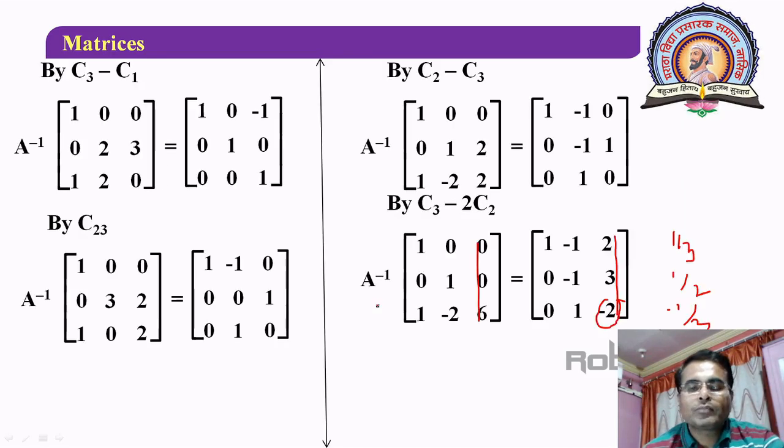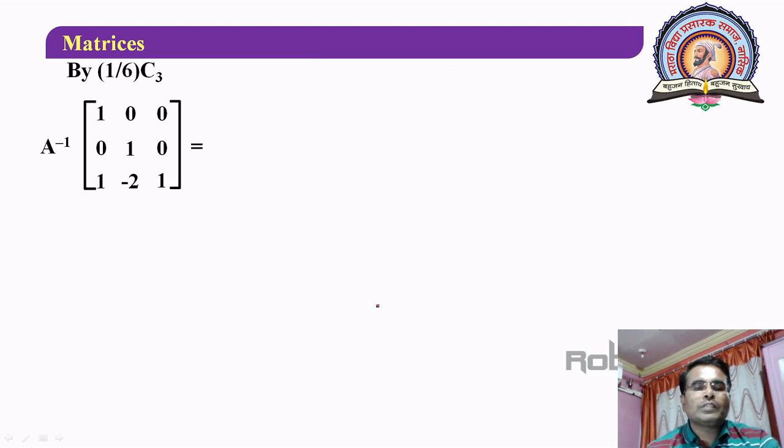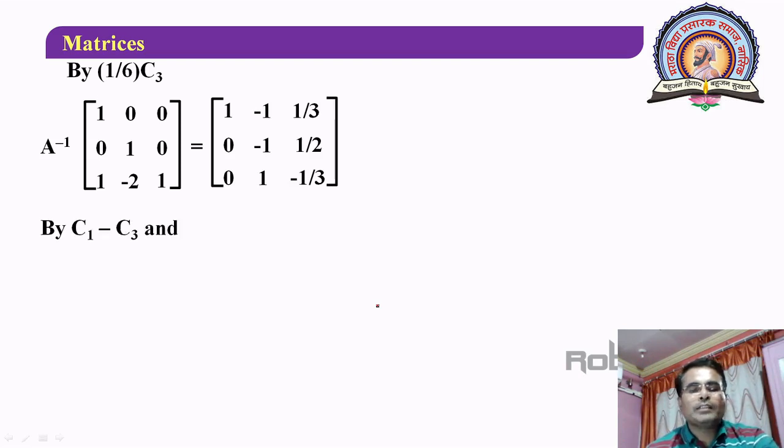So let us see what happens with the next page. So you have 1 by 6 times C3. You will observe that 0, 0, 6 becomes 0, 0, 1. And on the right hand side you have got 1 by 3, 1 by 2 and minus 1 by 3. Is that clear? Now you have to reduce this element to 0. To make this element 0, C1 minus C3 is sufficient, and to make this element 0, this plus 2 times this is sufficient, that is C2 plus 2C3.